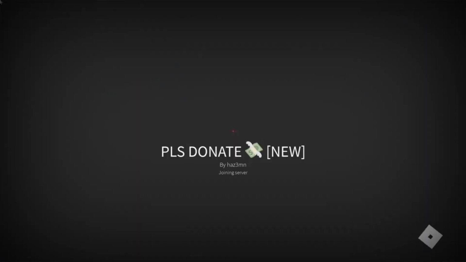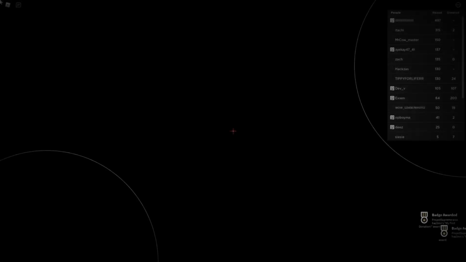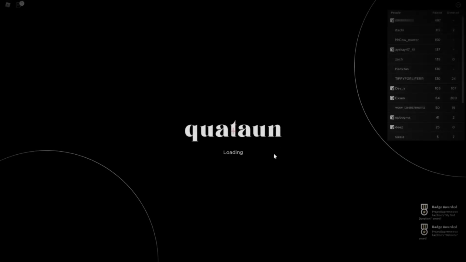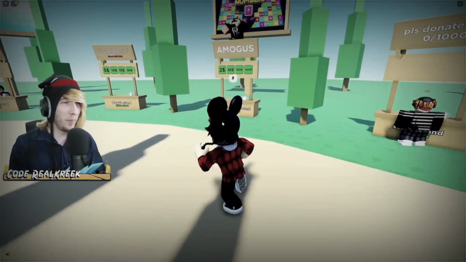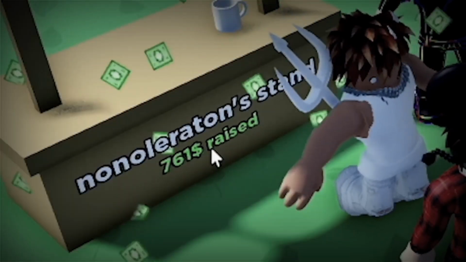And apparently, you can actually make a ton of Robux from this game. Guys, so there is a game on Roblox that actually gives you free Robux. I'm not joking, it actually does. It's legit. It's actually some way that's not gonna get you banned.